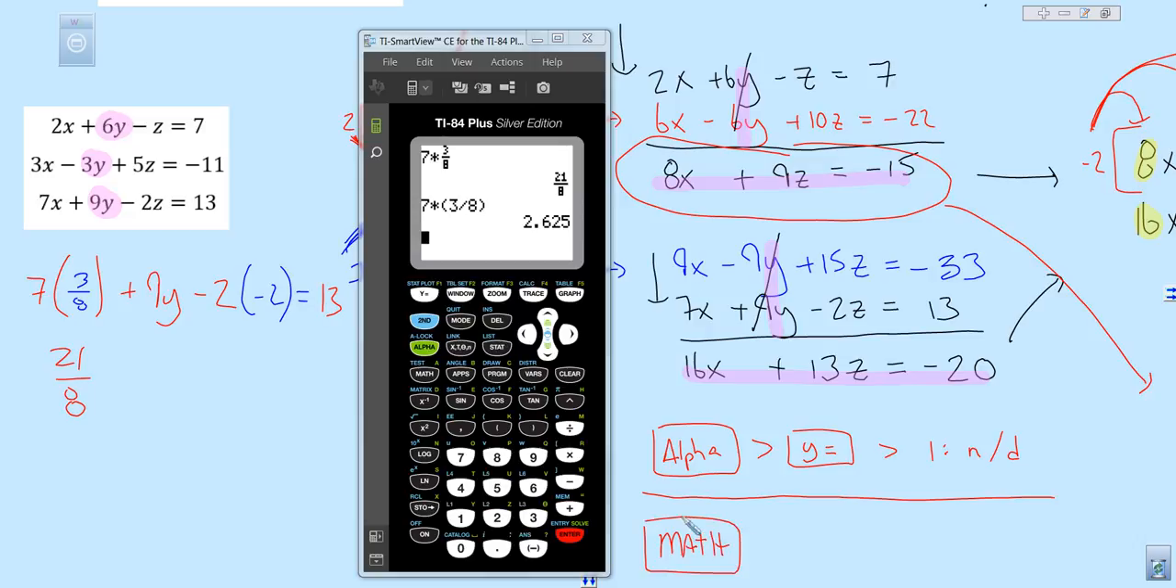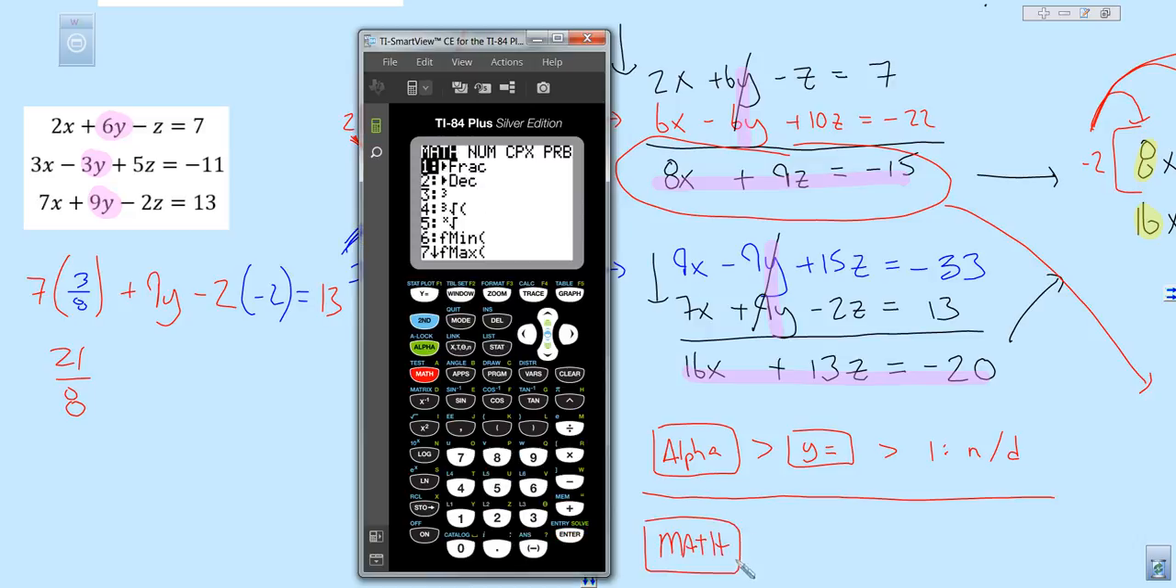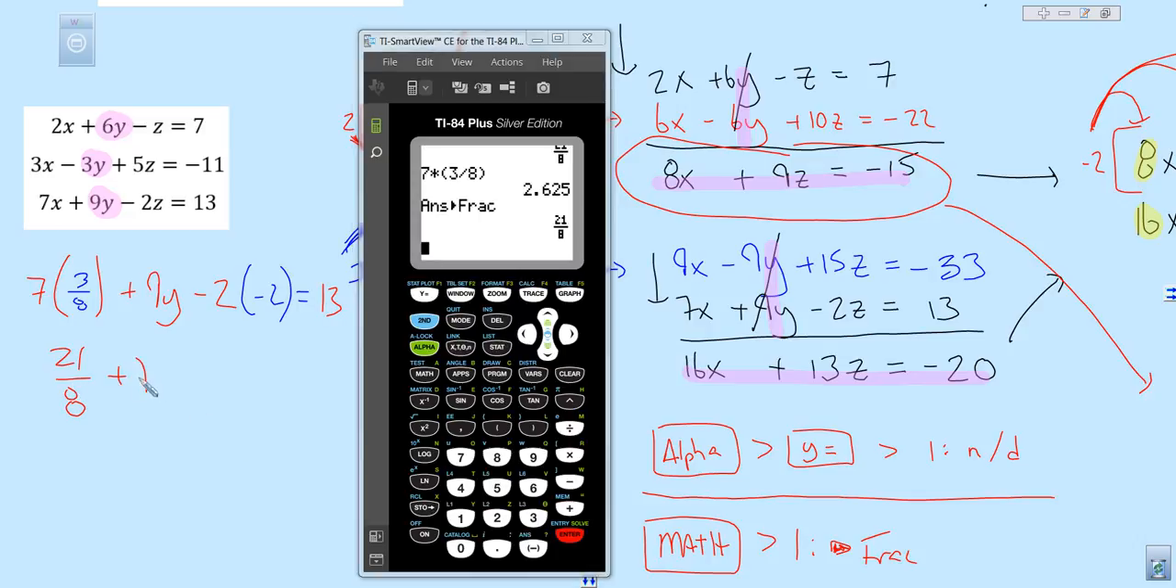If you hit Math and choose number 1, which is Fraction, what it's saying is, I'm going to take what I have (that's what the little arrow means) and change it to a fraction. So it takes this decimal right here and changes it to a fraction. So I get my 21 over 8, plus 9y plus 4 equals 13.